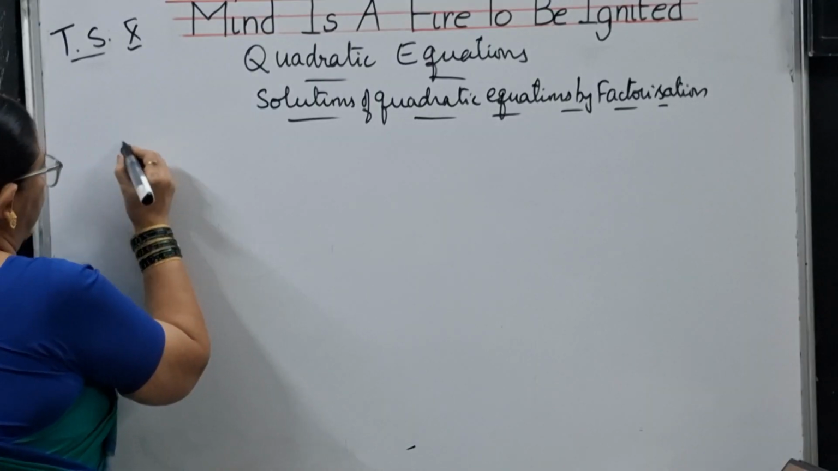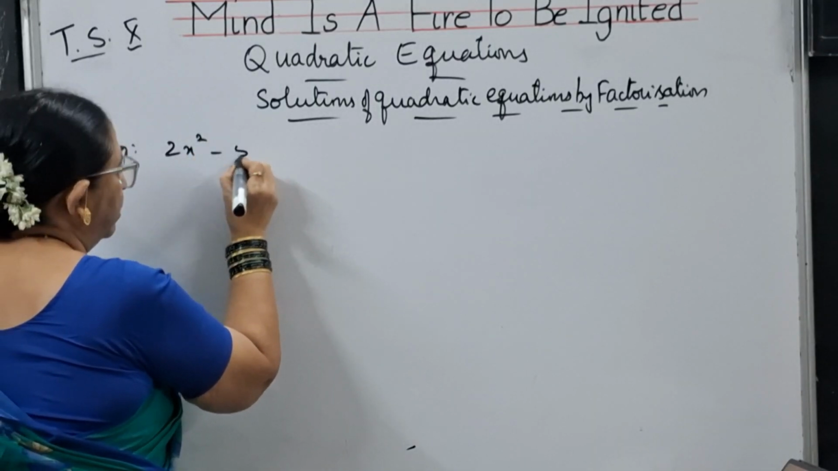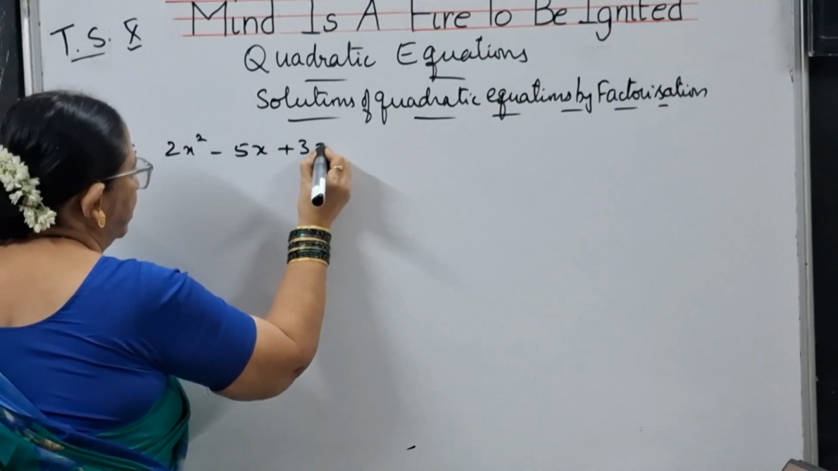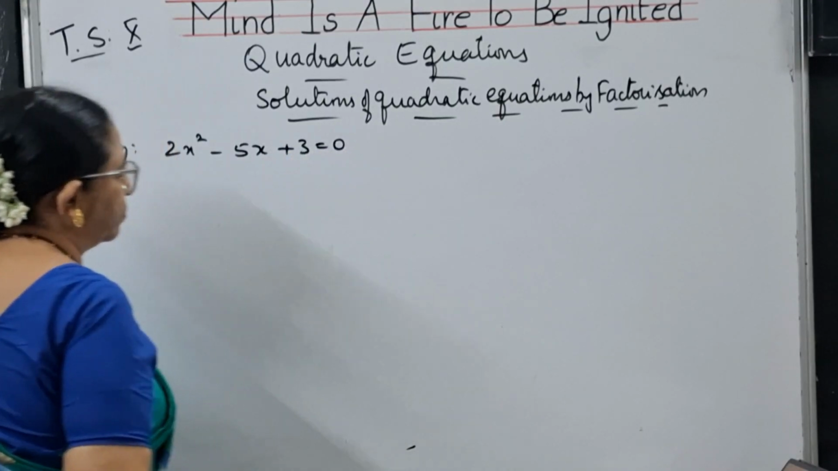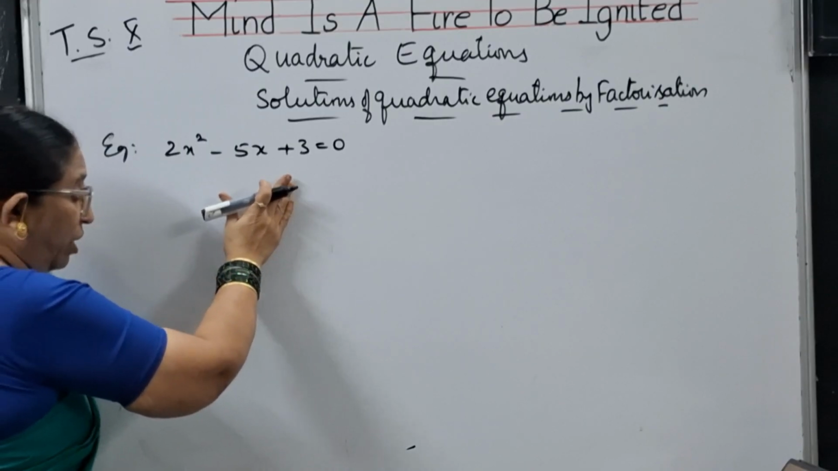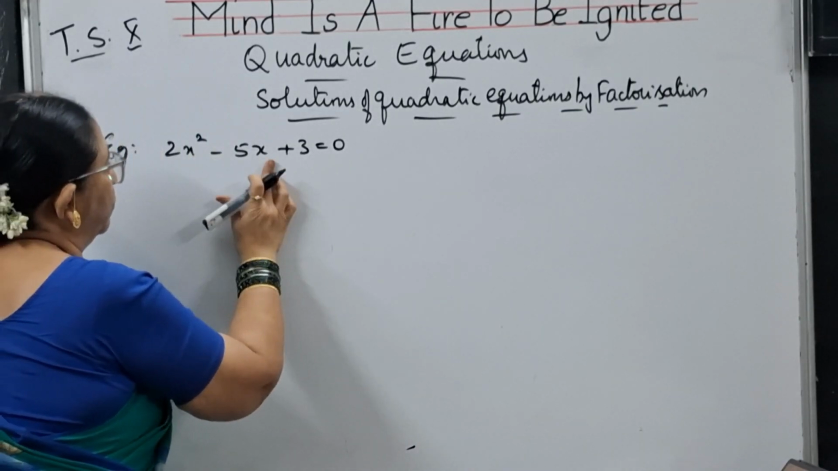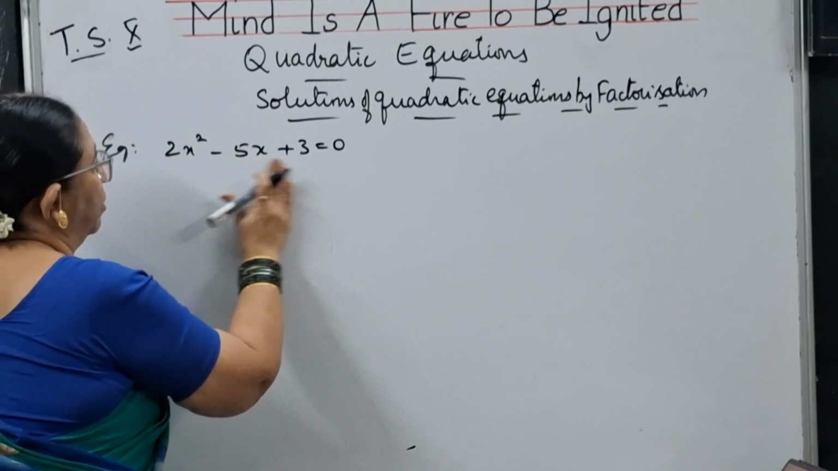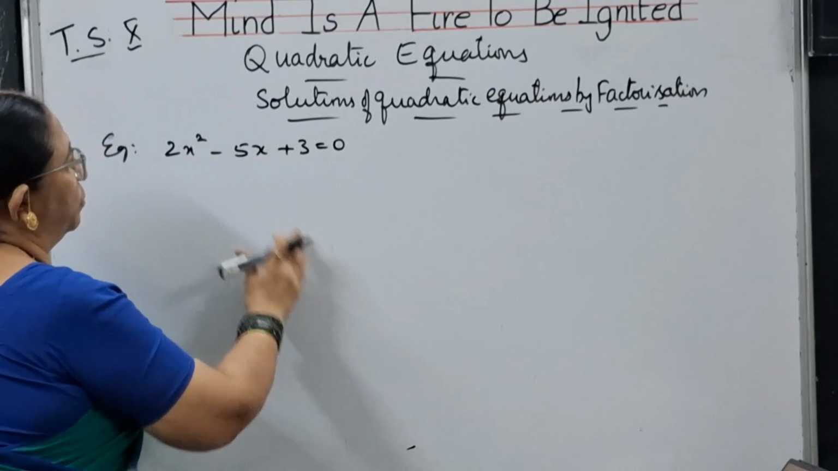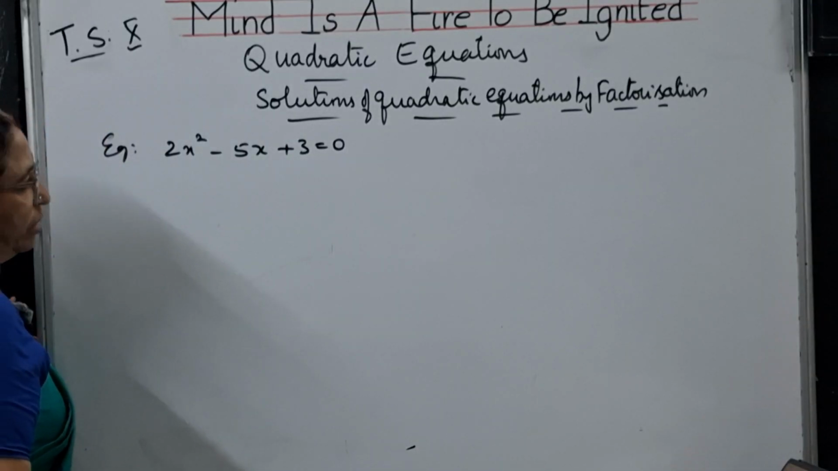So the first, as an example, I'll take 2x square minus 5x plus 3 is equal to 0. So when you want to find out its solutions, the value should be in such a way that if you substitute the values here, the answer will be equal to 0. That means LHS and RHS should be equal. So how do you find out?